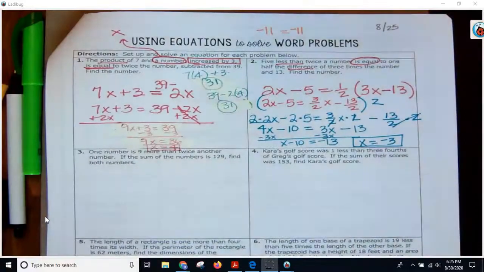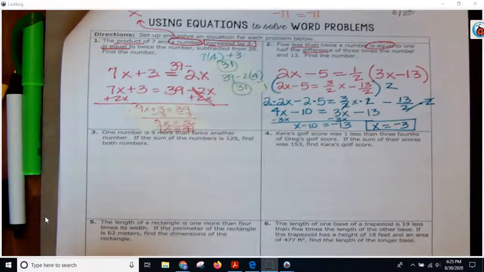All right? You can't do those in your head. Just put it in your calculator. It's fine. You're checking your answer.